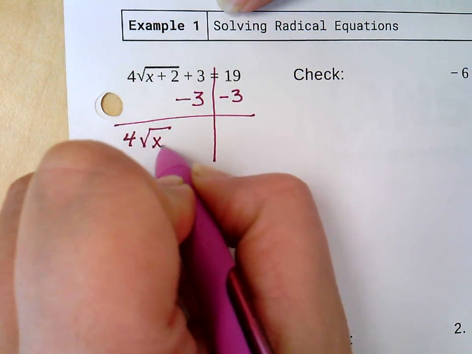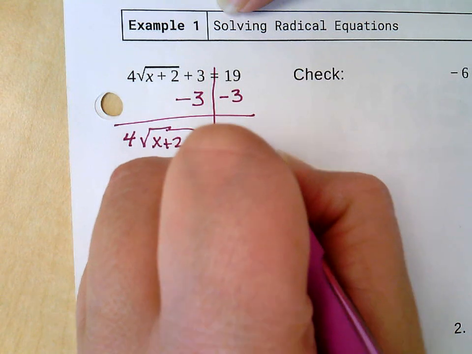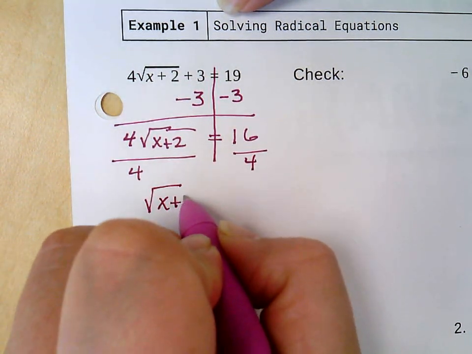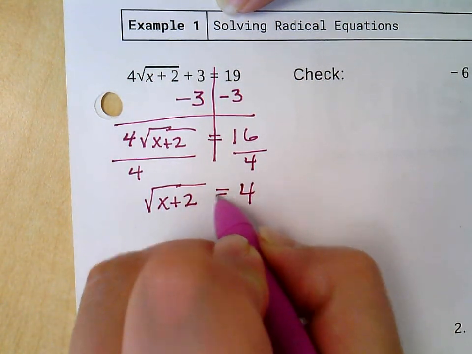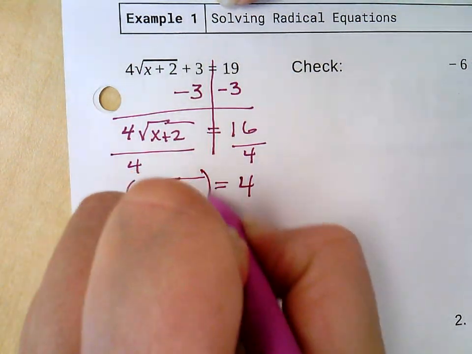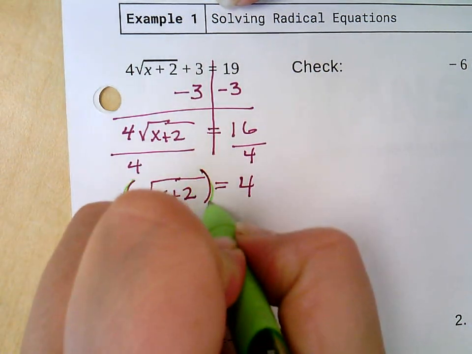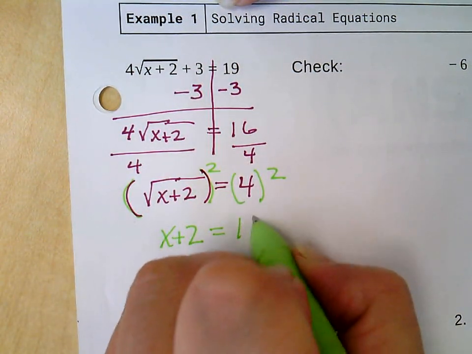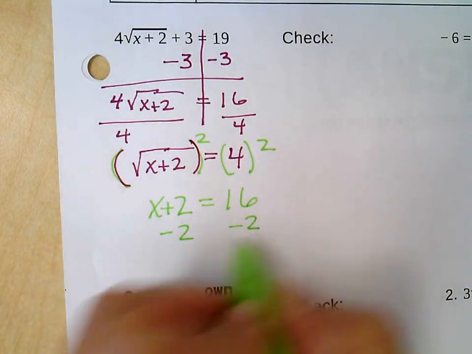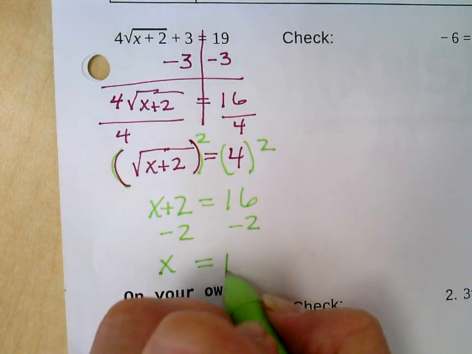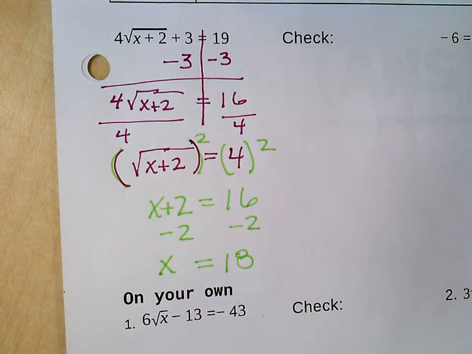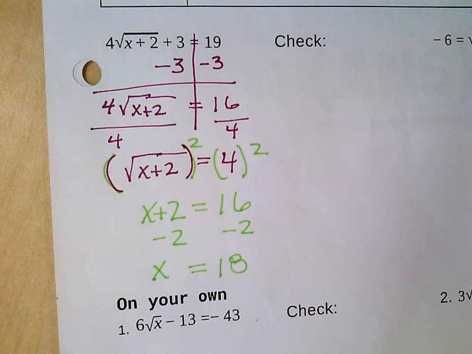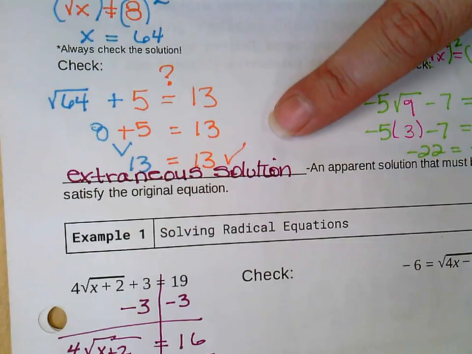I'm still left with 4x plus 2, 19, 16. Okay, then I'm going to undo my division. Then I'm going to use a different color and undo my square root. Then I'm going to finish it up. Okay, again, check your answer. But before I check my answer, let's see, where do I want to write this? Let's do this.